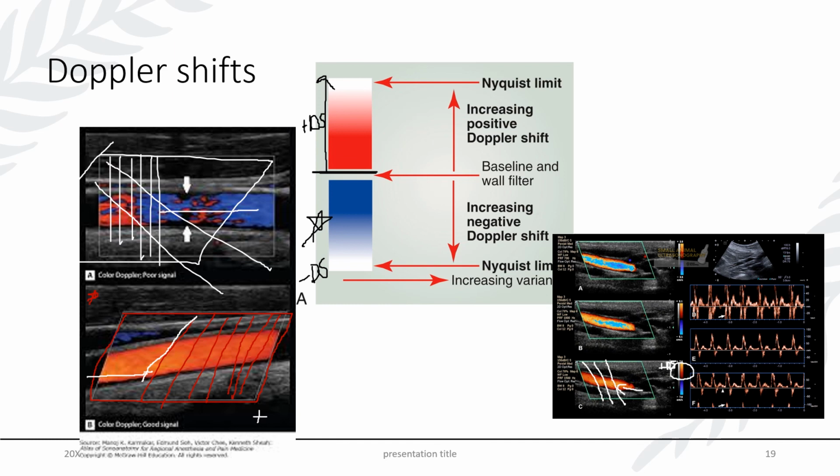Now, if it were running away from that scan line, it would have a negative Doppler shift and it would be assigned a blue color. So because our red is a positive Doppler shift, we can tell that our blood flow is going this direction. Now, this happens to be the same vessel that we're looking at here and here.